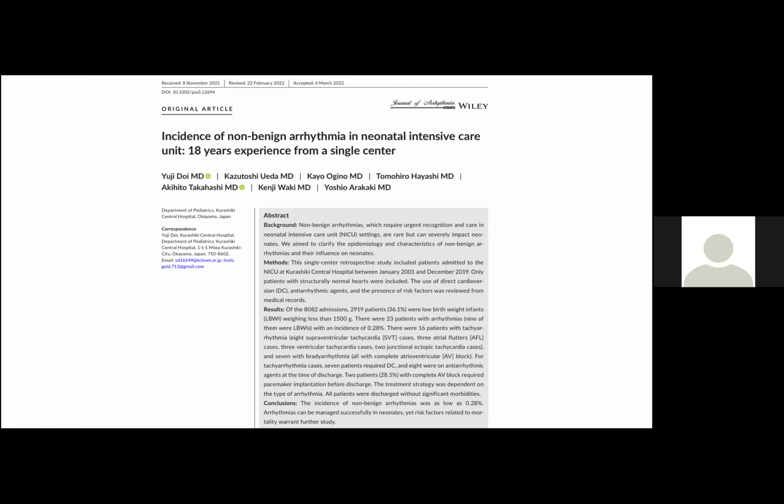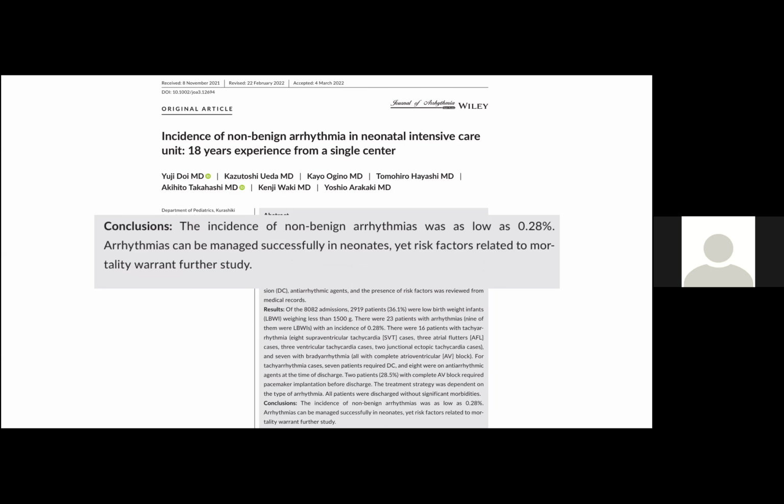This is just a paper highlighting an 18-year experience from a single center for the incidence of non-benign arrhythmia in neonatal intensive care. And as you can see, they concluded that it is as low as 0.28% of arrhythmia and can be managed successfully in that period.